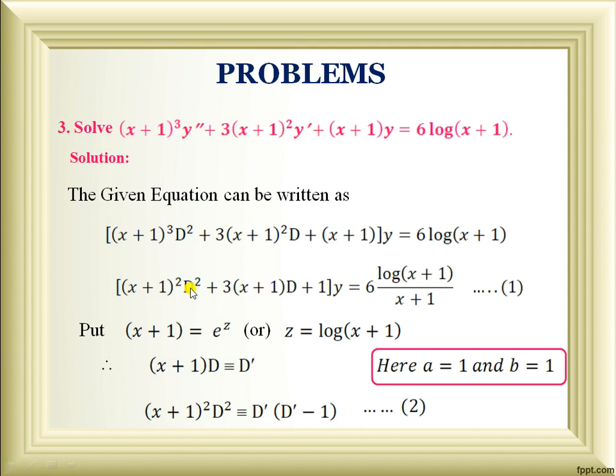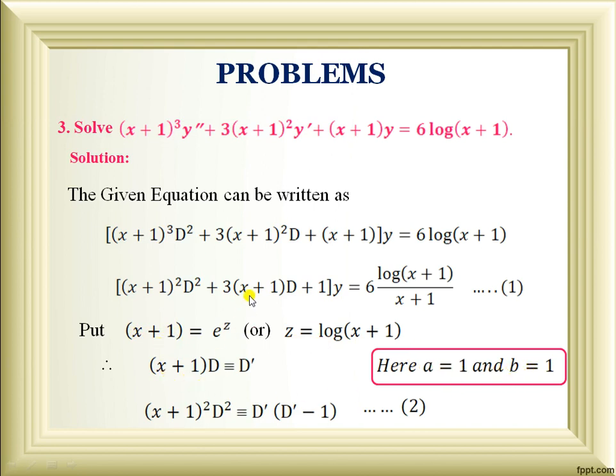The derivative coefficient is x plus 1, that we need to take into e power z. So this gives z equal to log of (x plus 1). As well as, look at this, the x coefficient is 1, that is a, and the constant is 1, that is b. A is equal to 1 and b is equal to 1 in this particular problem.